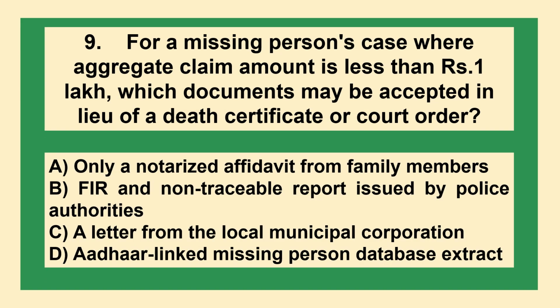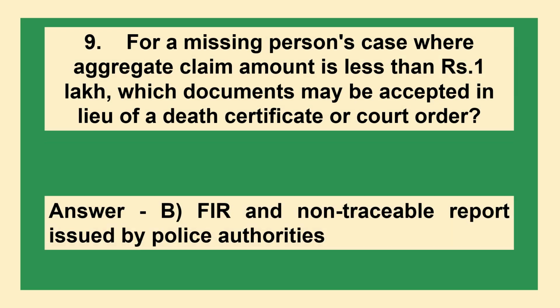For a missing persons case where aggregate claim amount is less than rupees 1 lakh, which documents may be accepted in lieu of death certificate or court order? Option A, only a notarized affidavit from family members. Option B, FIR, a non-traceable report issued by police authorities. C, a letter from the local municipal corporation. D, Aadhaar linked missing persons database extract. The answer is option B, FIR, a non-traceable report issued by police authorities.